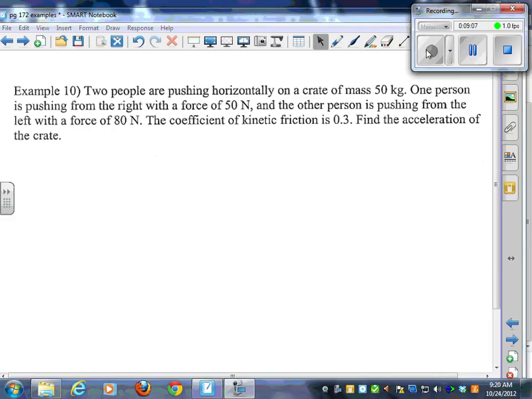Okay, number 10. Two people are pushing horizontally on a crate of mass 50 kilograms. One person is pushing from the right with a force of 50. The other person is pushing from the left with a force of 80. Coefficient of kinetic friction is 0.3. Find the acceleration of the crate.